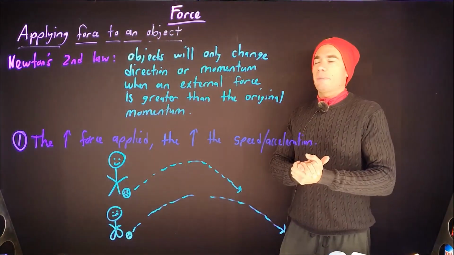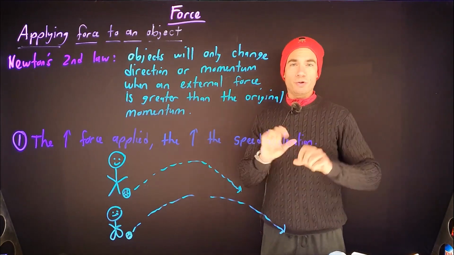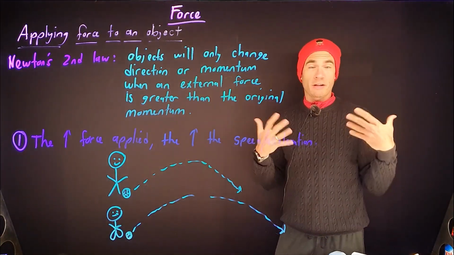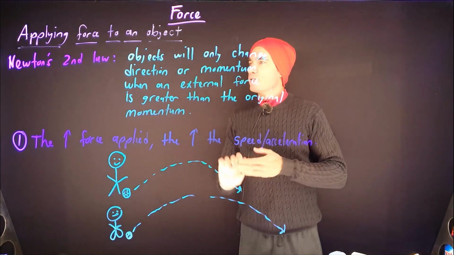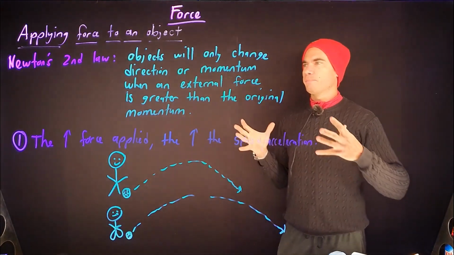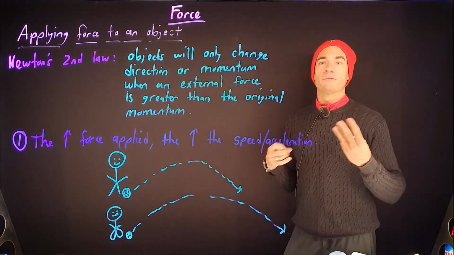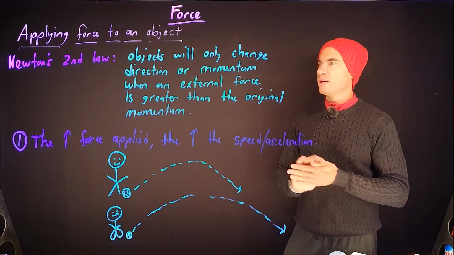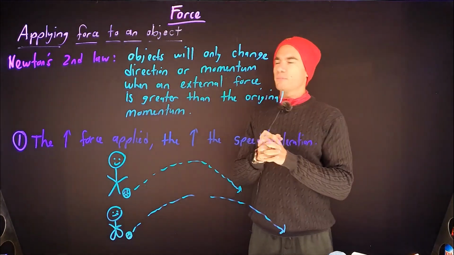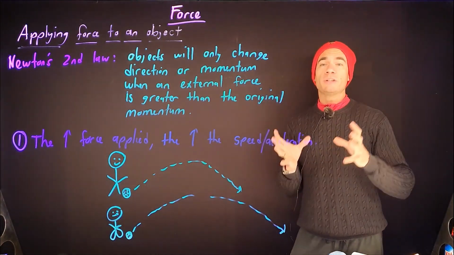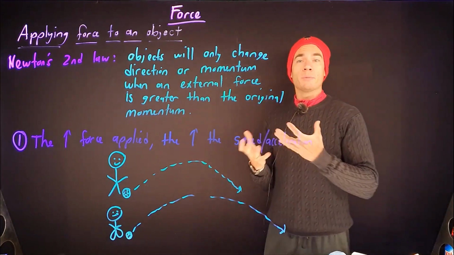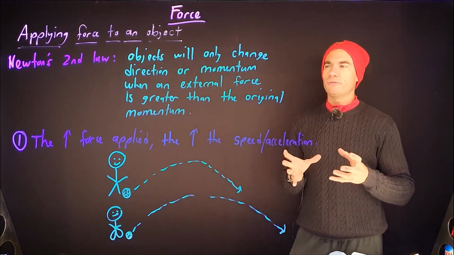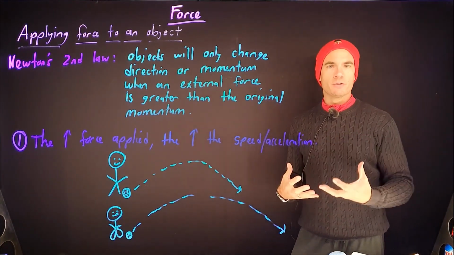All right, so the last part of this video is looking at applying force to an object. All right, and yes, I had an outfit change. Well done. So Newton's second law, all right? Remember we had Newton's third law, which said for every action there is an equal and opposite reaction, and that looks at applied force and reactive force. But Newton's second law states that basically objects will only change direction or their current momentum when an external force is greater than the original momentum.